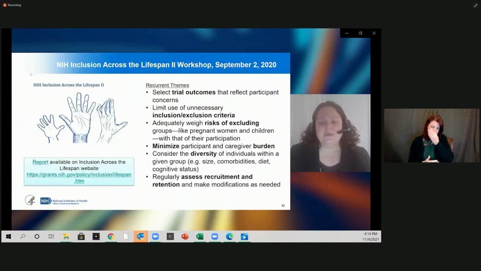Also, one of the themes was limiting use of unnecessary inclusion/exclusion criteria. So this is a big one. So certainly if you specifically exclude women, members of racial and ethnic minority groups, and individuals of any age group, those need to be justified. But you also need to make sure that the rest of your inclusion/exclusion criteria are appropriately justified and necessary.